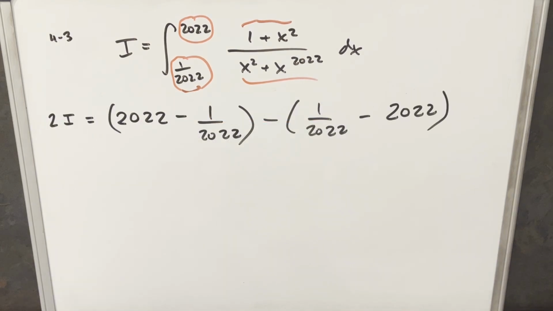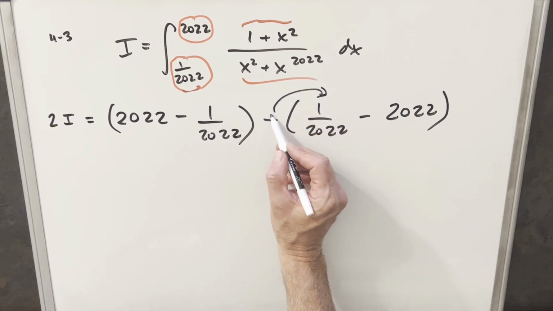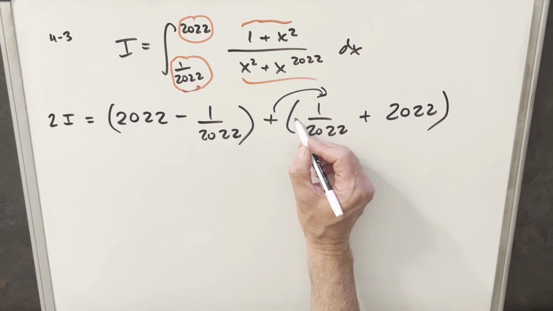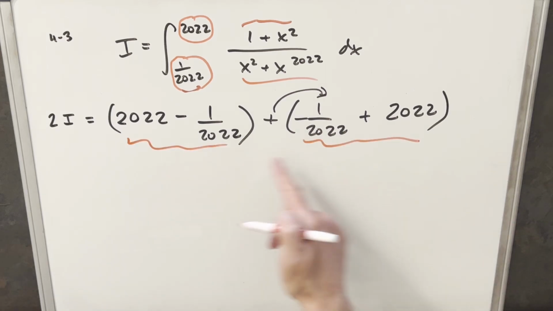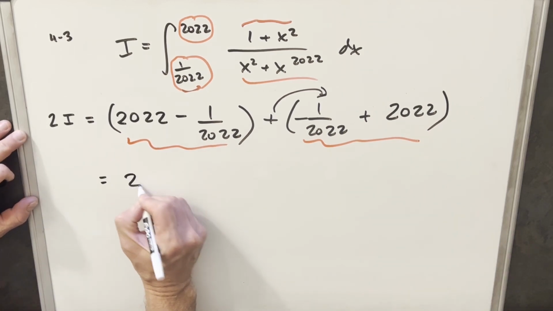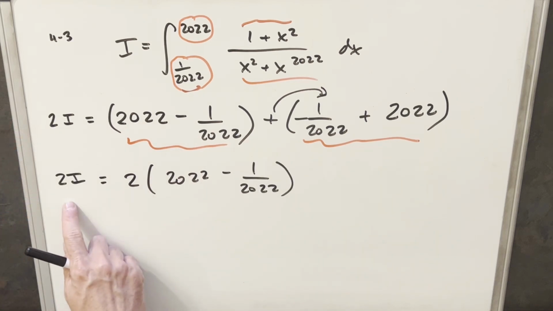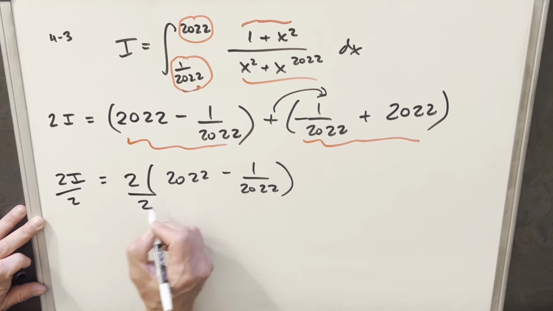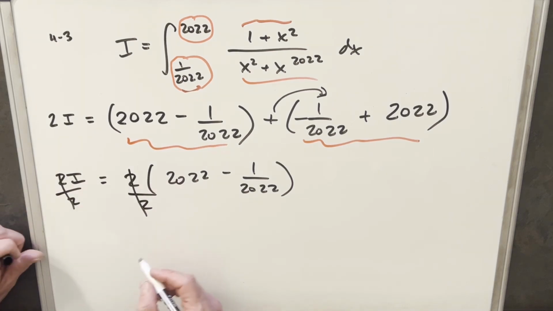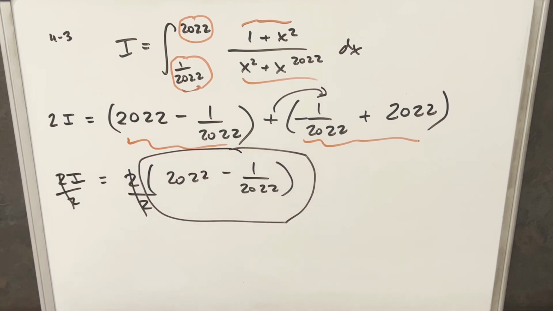Okay, so now we just need to finish this thing off. I'm actually going to distribute this minus in here to make this clear. So I'm distributing in the minus. This is going to become a plus. This is going to become a minus. And then we just recognize this piece is exactly the same as this. So I'm just going to write this as 2 copies of this thing. This is almost our answer, but notice we have 2 copies of the integral and 2 copies of this thing. So I'm just going to divide by 2 on both sides. And then we're just left with our final solution, which is going to be 2022 minus 1 over 2022.